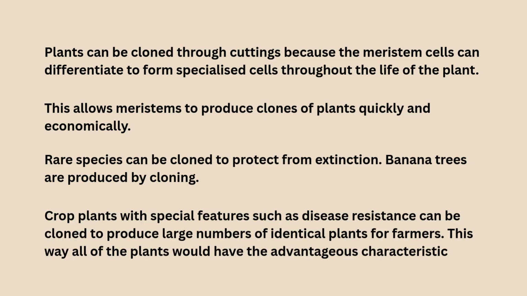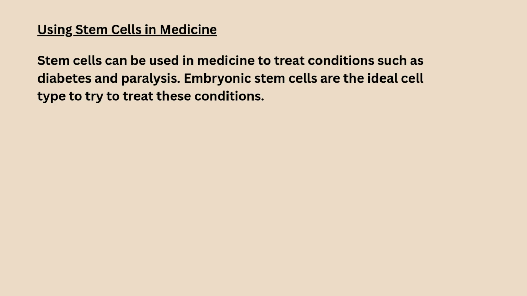Crop plants with special features, such as disease resistance, can be cloned to produce large numbers of identical plants for farmers. This way, all of the plants will have the advantageous characteristic. Stem cells can be used in medicine to treat conditions such as diabetes and paralysis. Embryonic stem cells are the ideal cell type to try and treat these conditions.